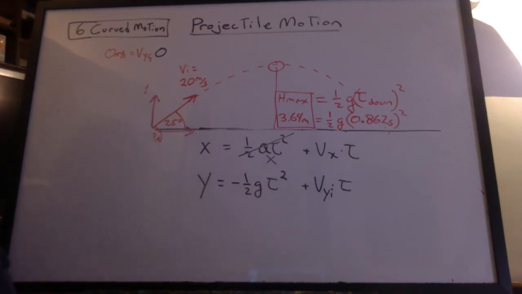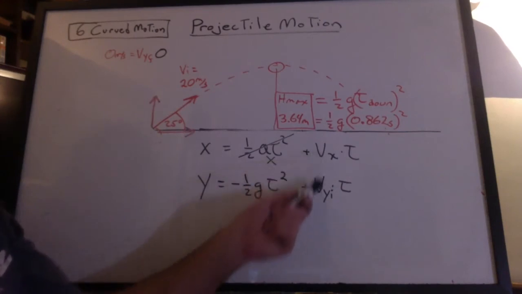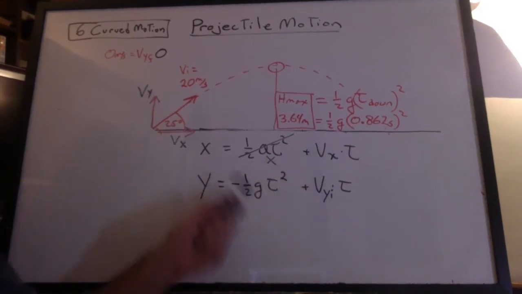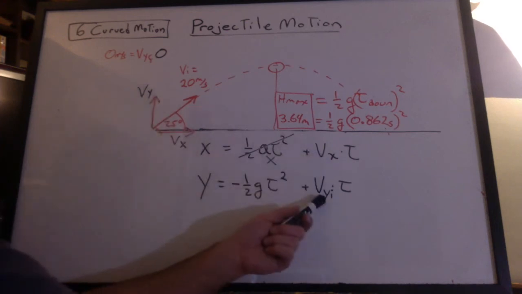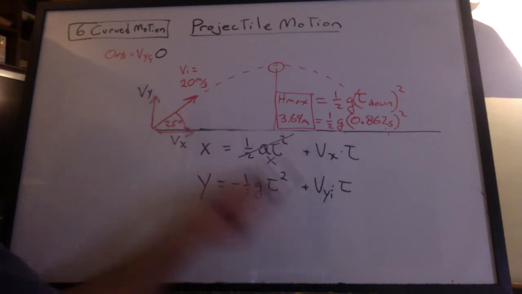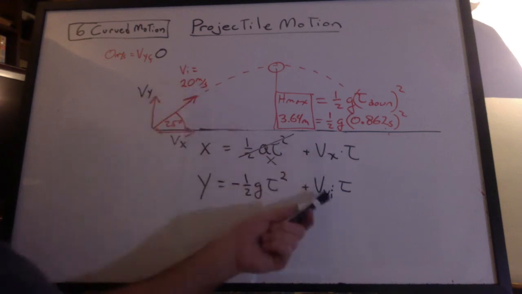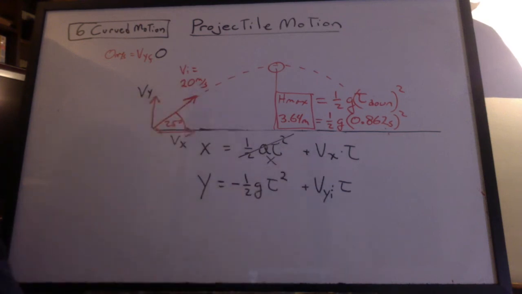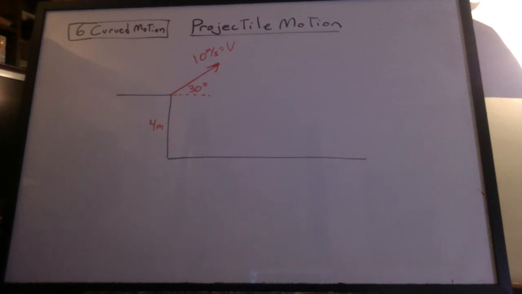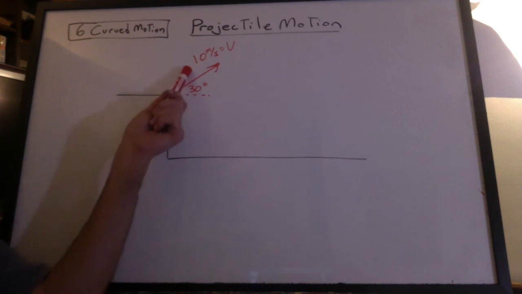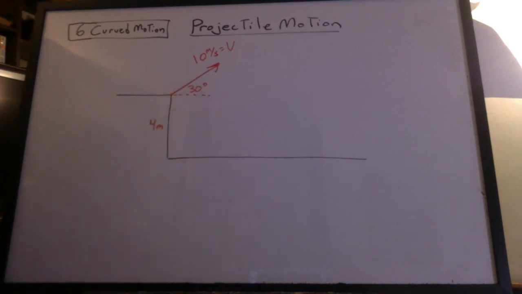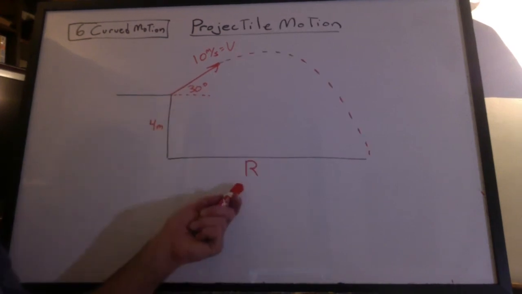Now, don't get these mixed up either. The horizontal velocity goes here, the vertical initial velocity goes here, and sometimes kids use this for these velocities. Big mistake. Let's try a harder problem. We're going to launch the ball at a height of 4 meters above the ground at 10 meters per second at an angle of 30 degrees. We have to find the range.